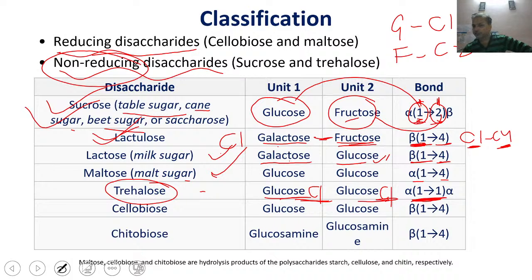Trehalose is non-reducing. Why? Because we have already used both the anomeric carbons. So no anomeric carbon is freely available in the disaccharide. We will see a structure also.